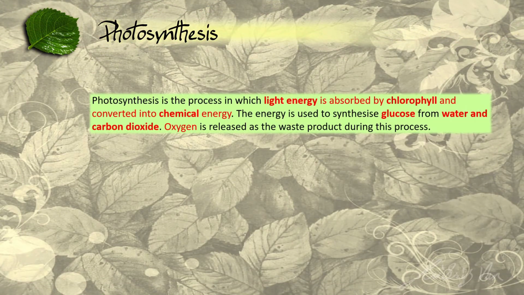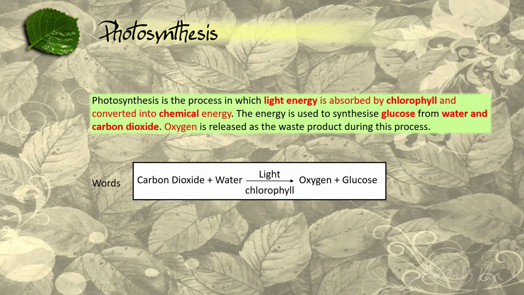Now, let's take out your notebook and copy down the definition of photosynthesis. Photosynthesis is the process in which light energy is absorbed by chlorophyll and converted into chemical energy. It is already stated in the learning objective. The energy that is converted into chemical energy is used to synthesize glucose from water and carbon dioxide, which is why I said a little bit of the mass comes from water, but mostly from carbon dioxide. And oxygen is released as the waste product during this process.